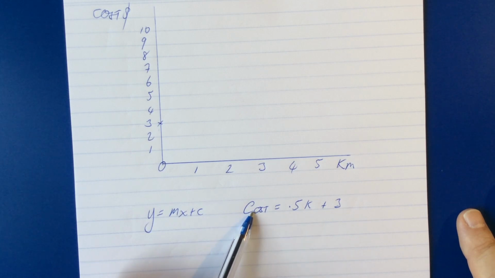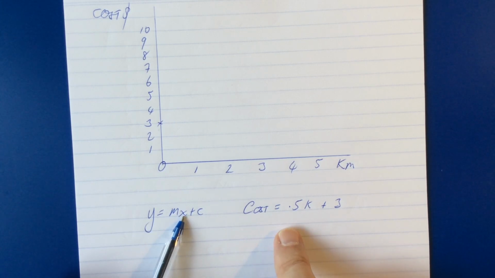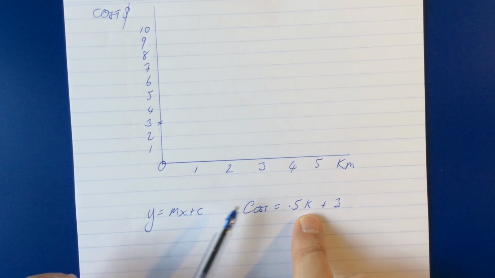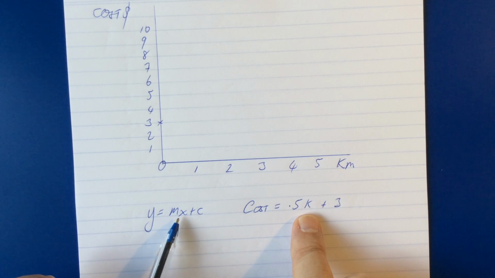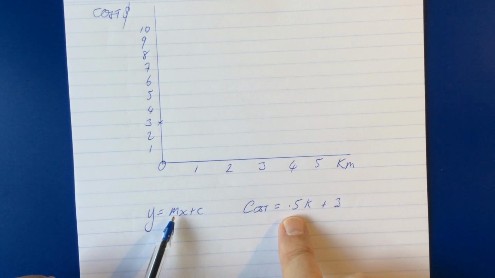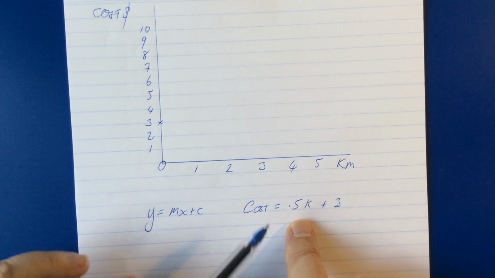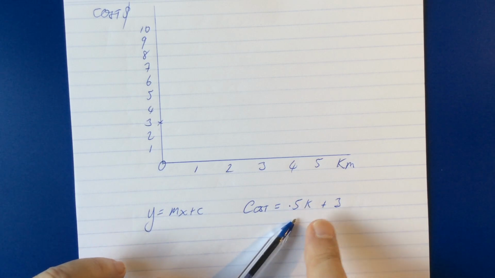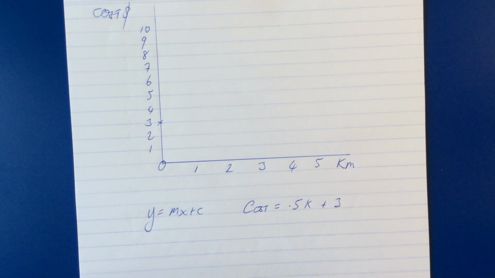So our cost function can be written like this. Now, x is the variable here, which I've written as k in this, so it's kilometres. So this changes depending on how far you go. This is, in linear terms, our gradient, but it is the variable cost. So it's the cost that changes according to how many kilometres you do. This is the fixed cost, the constant. Okay, so that gives us our equation.